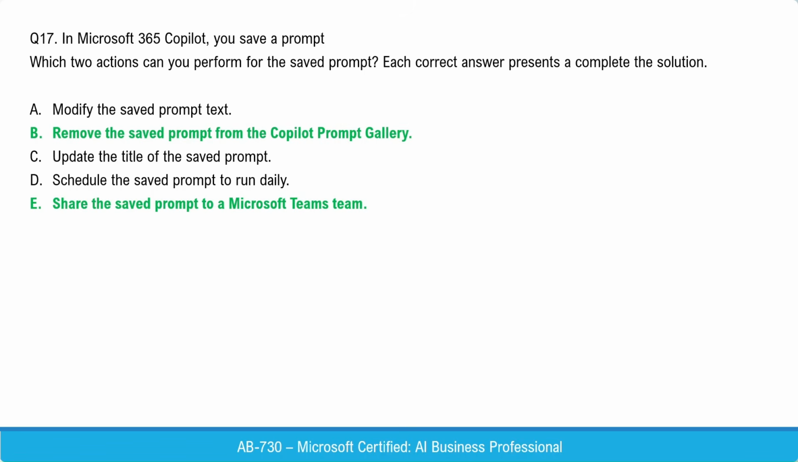Let's see why. When you save a prompt in Microsoft 365 Copilot, it gets stored in the prompt gallery. Think of this as a reusable library where you can keep prompts for future use. Now, once a prompt is saved, you should be able to manage it. Option B says you can remove the saved prompt from the prompt gallery. This is correct. If a prompt is no longer needed, you can delete it from the gallery.